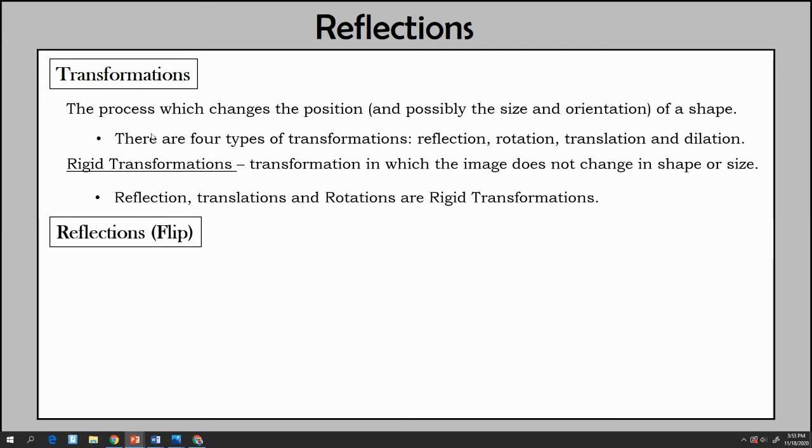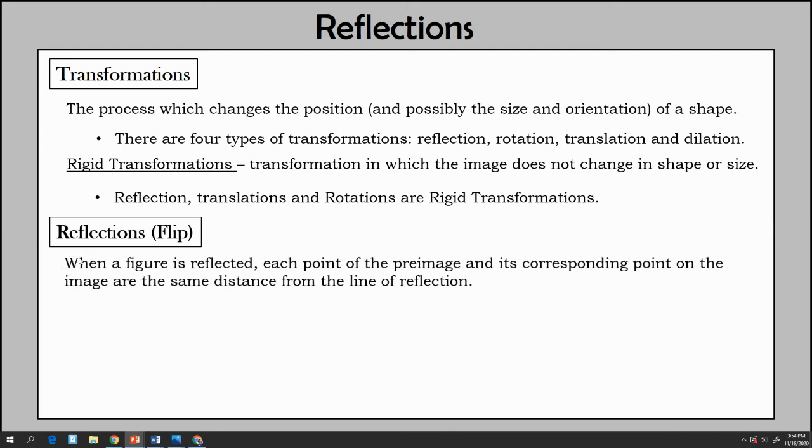Now today's work is reflections, sometimes called a flip. A reflection is when a figure is reflected, each point of the pre-image and its corresponding point on the image are going to be the same distance from the line of reflection.